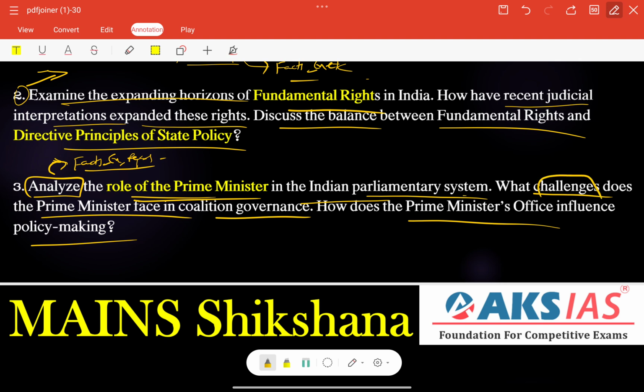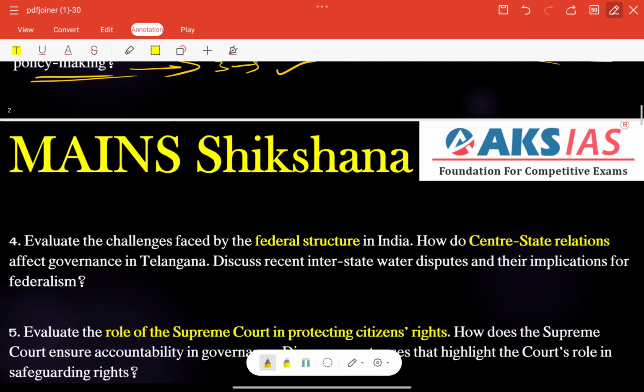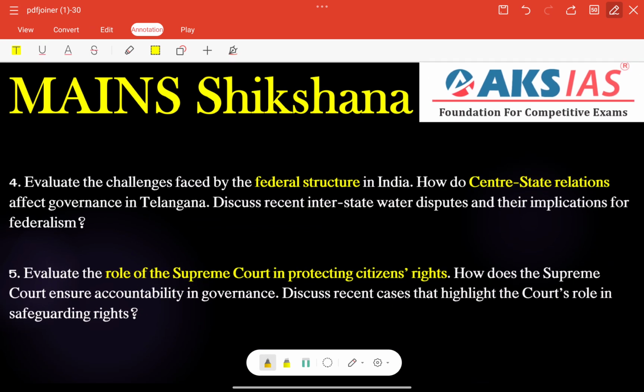What challenges does the Prime Minister face in coalition governance? This is a negative sentence, right? Need to include it. Next, how does the Prime Minister's office influence policy making? This will be the third part before the conclusion. In the conclusion itself we need to provide some important needed measures here, right? Simple structure as per the keywords of the question.